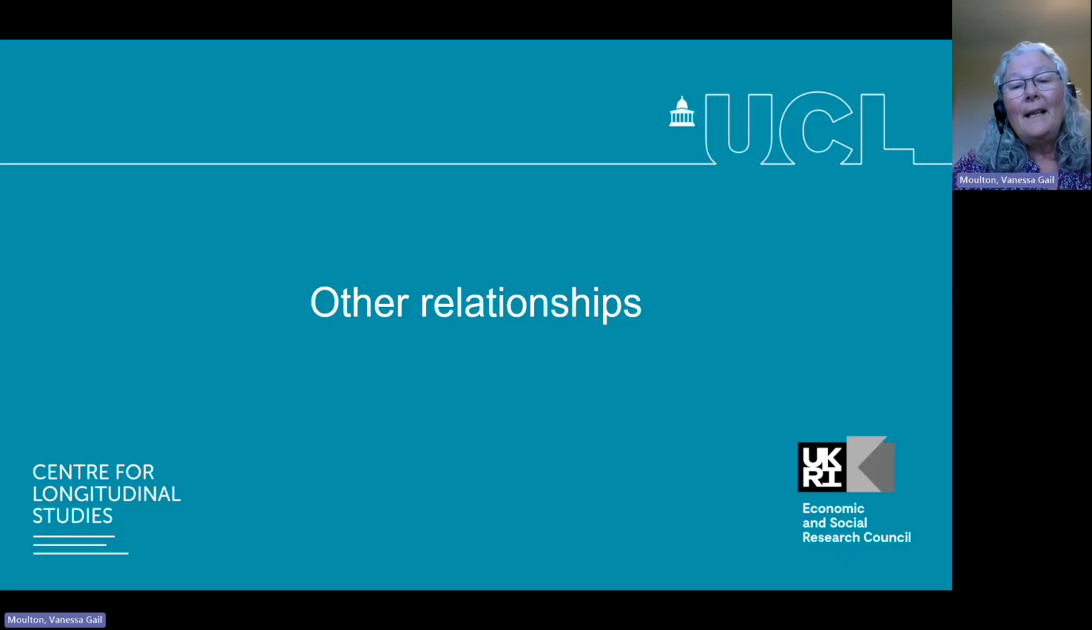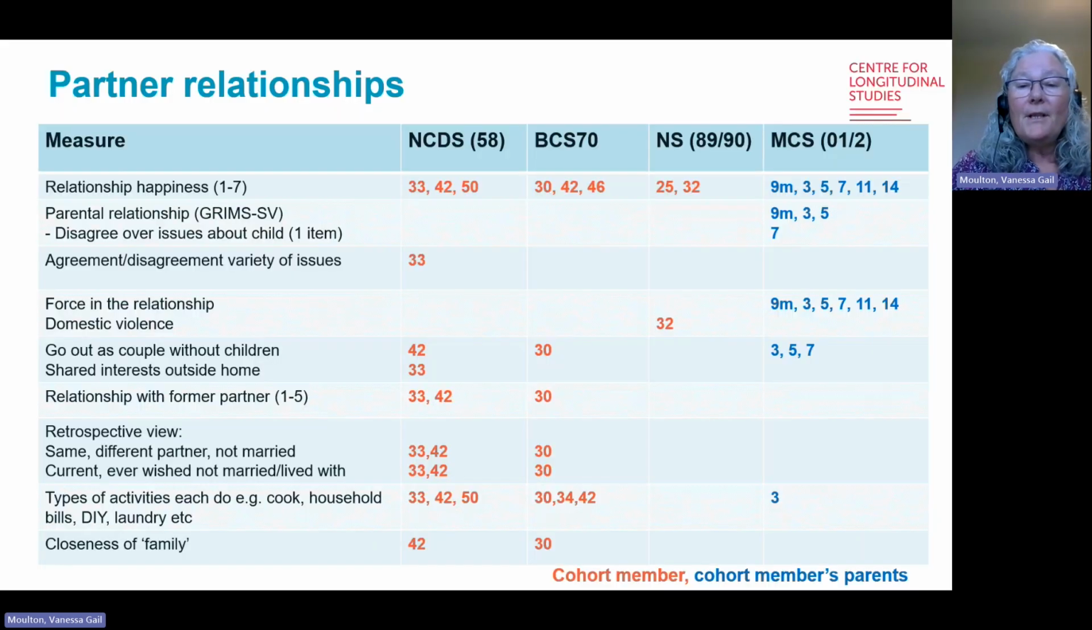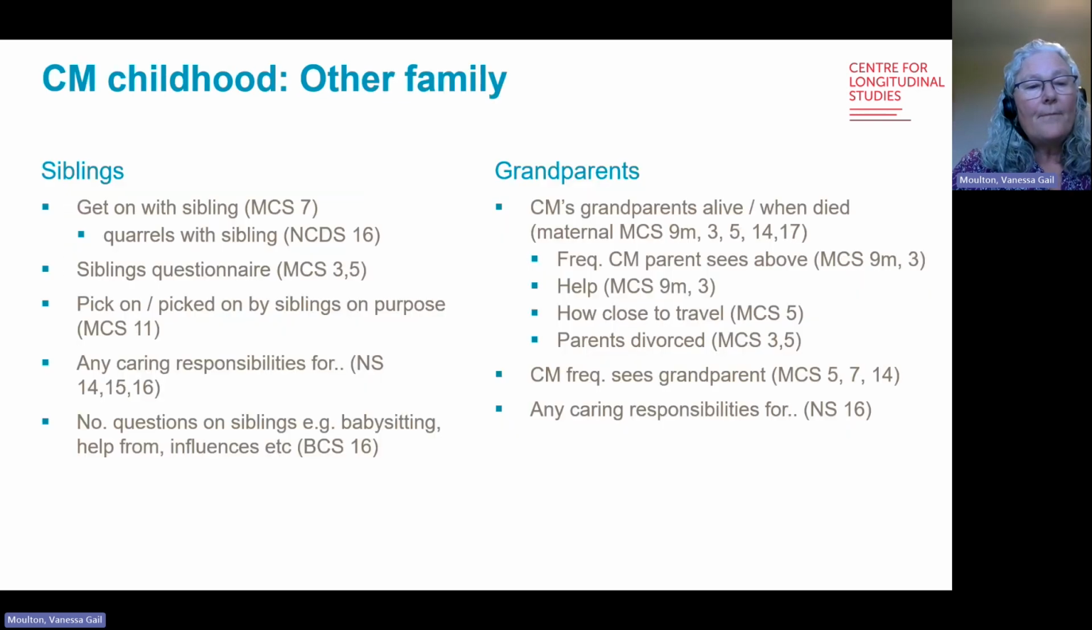So as well as the parent and child relationship, the cohorts also collect information on other relationships. So alongside parenting histories, the cohorts collect information on partner relationships. So for example, partner relationship happiness. There's also information on types of activities partners do in the home, for example, cooking, DIY, laundry, etc. Whether they go out as a couple. And the Millennium Cohort Study, for example, collects information on force in the relationship. There's also information on sexual relationships and behaviour not actually highlighted in this chart.